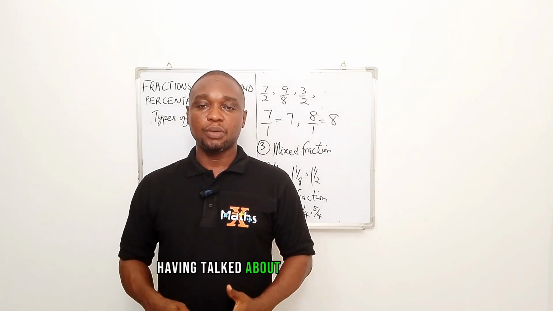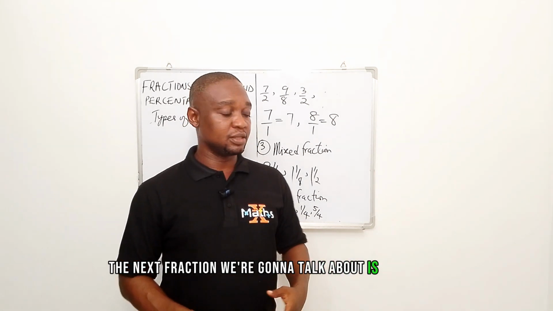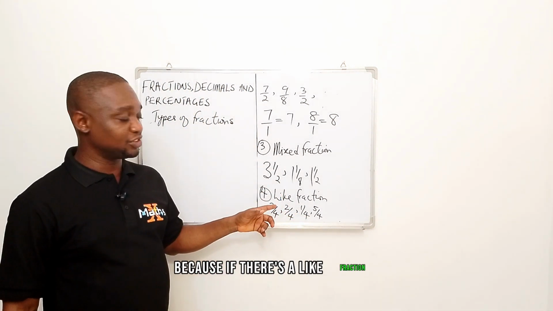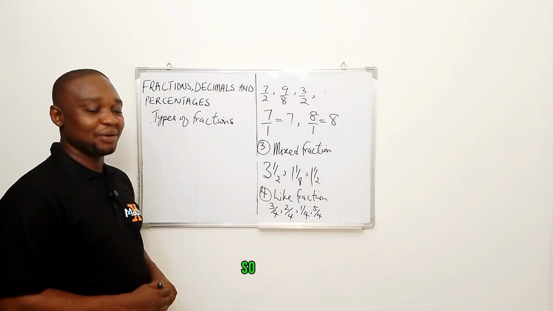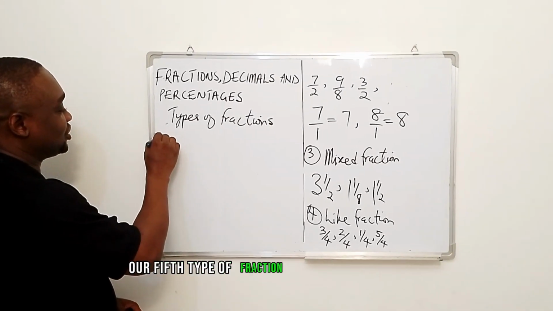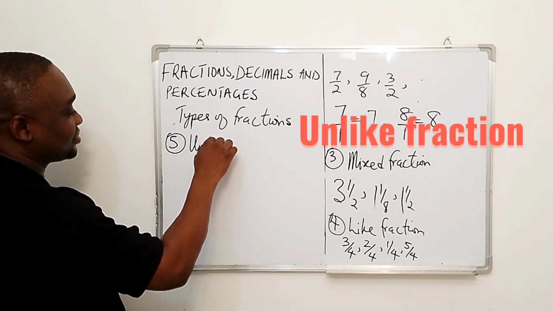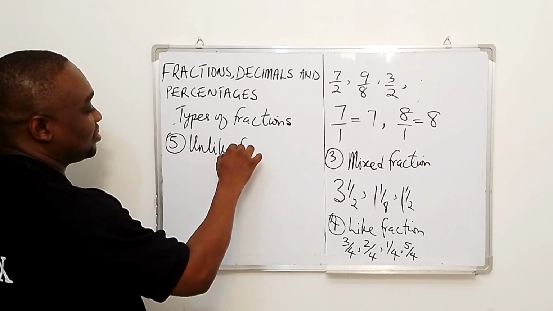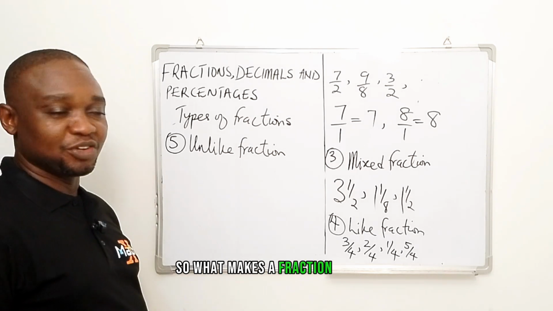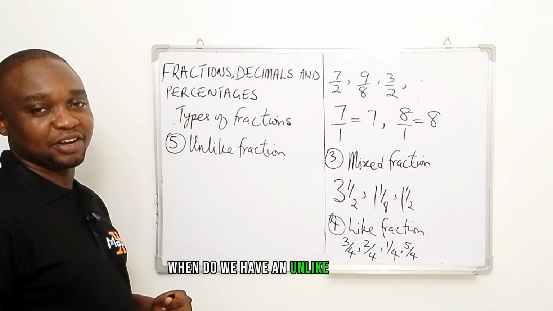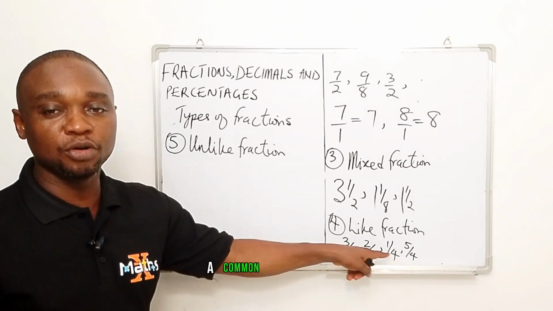Having talked about our like fractions, the next fraction we're going to talk about is the unlike, because if there's a like fraction, there will most likely be an unlike fraction. So our fifth type of fraction is the unlike fraction. So what makes a fraction unlike? When do we have an unlike fraction? We have an unlike fraction when they don't share a common denominator.